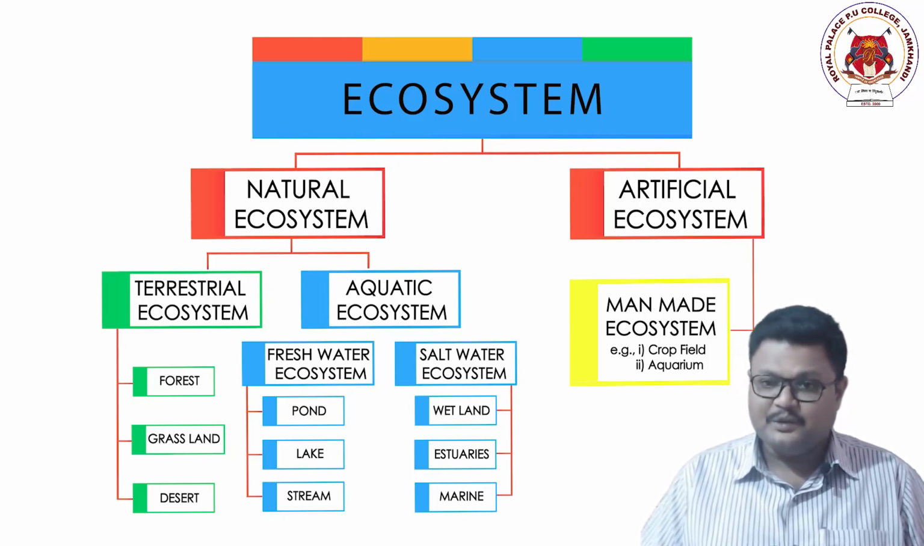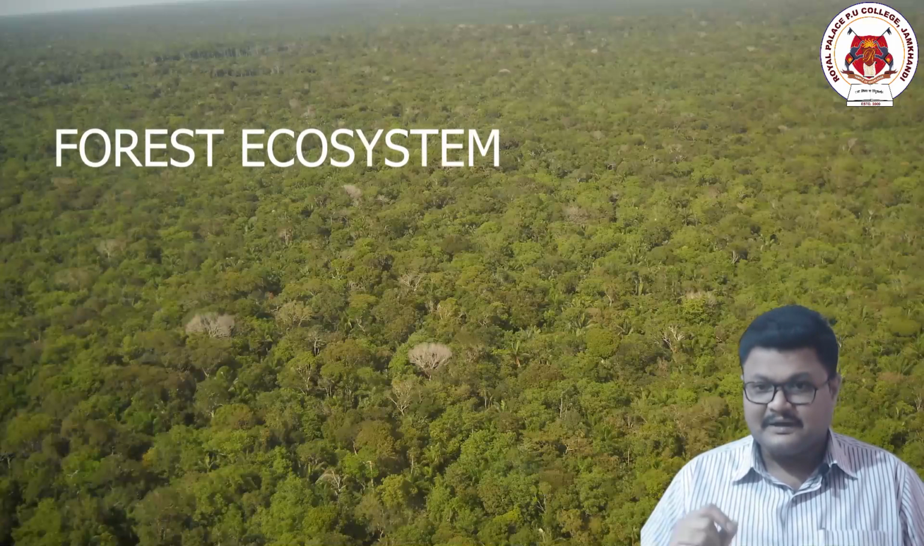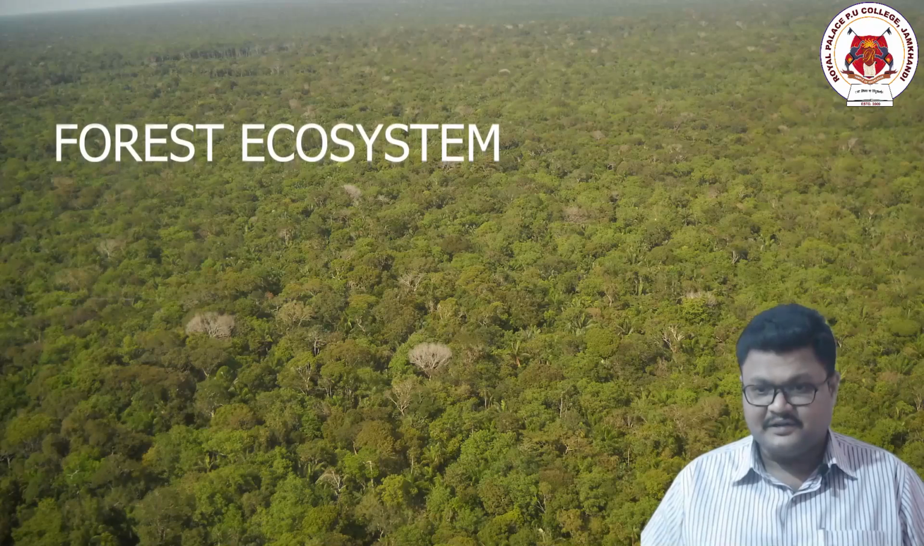So let us enter into terrestrial ecosystem and find out what the different types of ecosystems present there are. They have given three examples: forest ecosystem, grassland ecosystem, desert ecosystem.